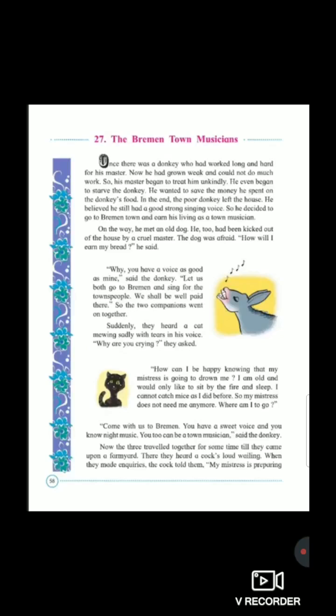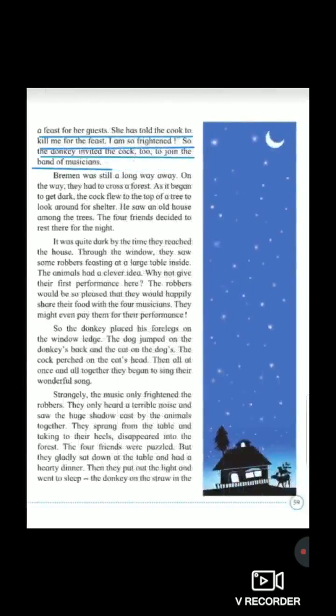Students, as you know, in the previous lecture we had completed the page number 58, means the very first part of the story, right? And today we will start with the next page, page number 59, means the second part of the story. So students, before I start with the second part of the story, I am going to give you a short recap of the first part so that you can understand the whole story properly, right? So let's start with the very first part which I had explained you in the previous lecture.